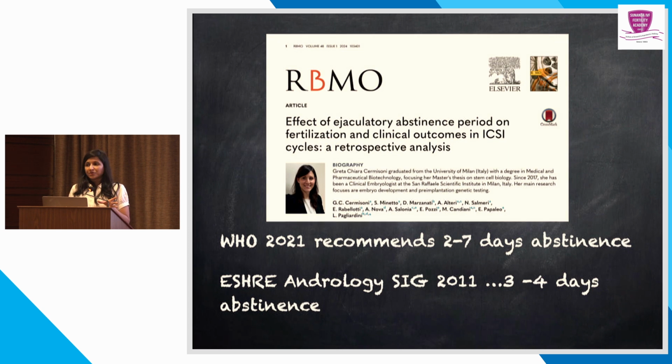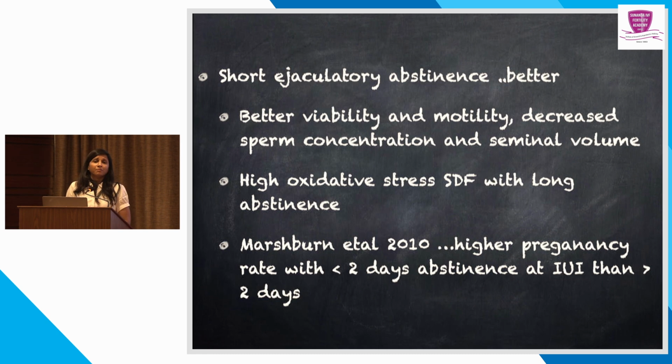Now, what should the abstinence be? This is a very common question. Sometimes even the embryologist will counsel the patient: you had abstinence for only 1 day, or you had abstinence for 7 days, and what will the impact on sperm count be? This is a very nice study on ejaculatory abstinence period on fertilization and outcome in ICSI cycles. WHO 2021 recommended 2 to 7 days of abstinence before semen analysis, and 3 to 4 days of abstinence by ESHRE. But short ejaculatory abstinence is better than long abstinence for better viability and motility, though sperm concentration and seminal volume decrease. So a gap of only 1 day will be more than enough.